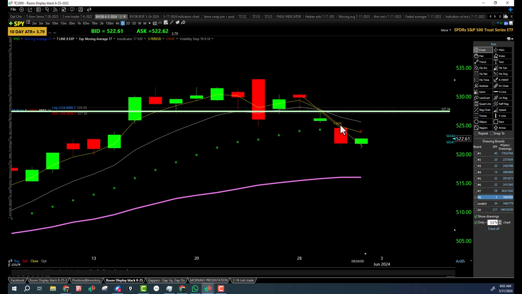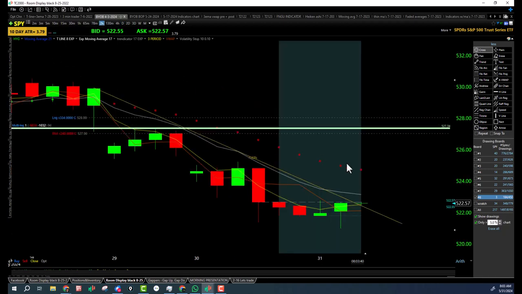We got a lower high and a lower low. We closed below a bearish trap. That would be the yellow line underneath the white line. So we closed underneath the bearish trap. And we also closed underneath, see these dots, that's the 17 EMA. We closed underneath the 17 EMA there. So there is SPY on the daily chart.